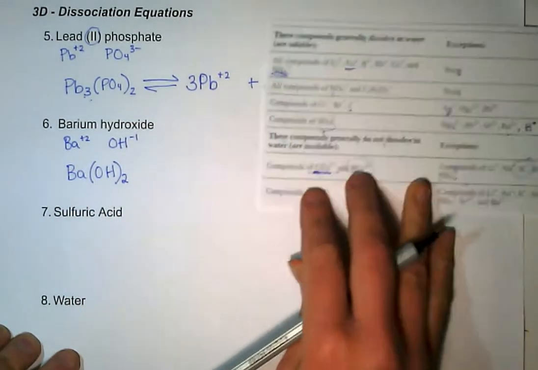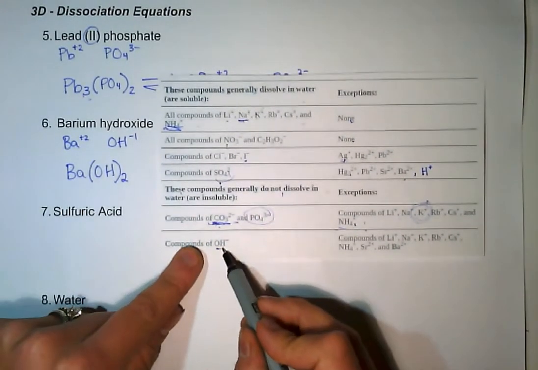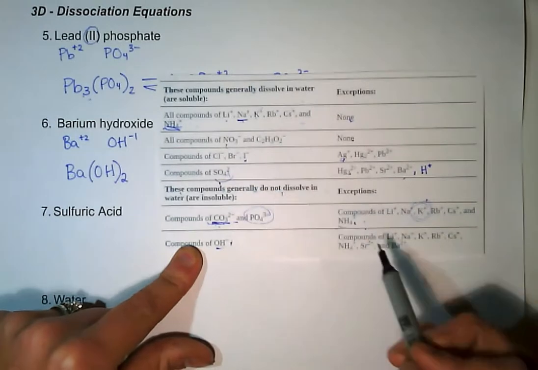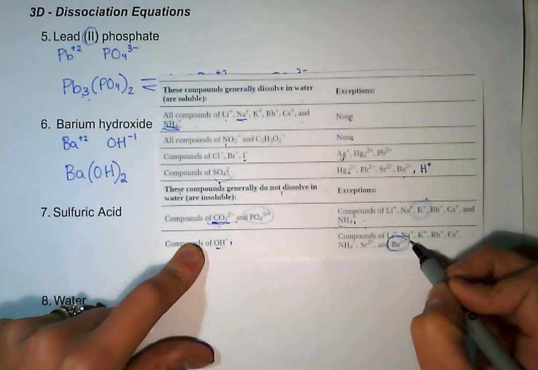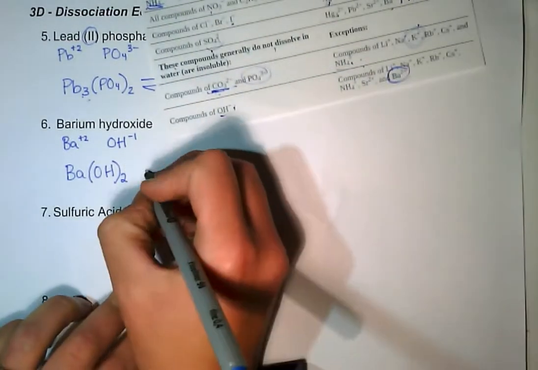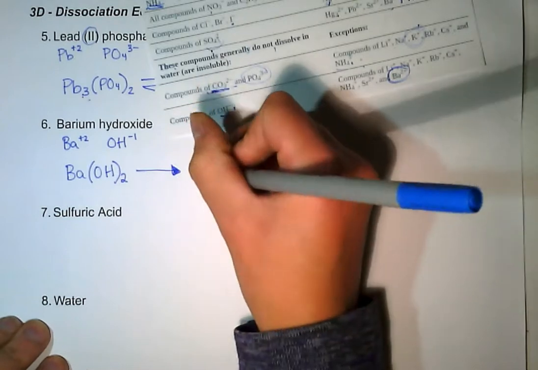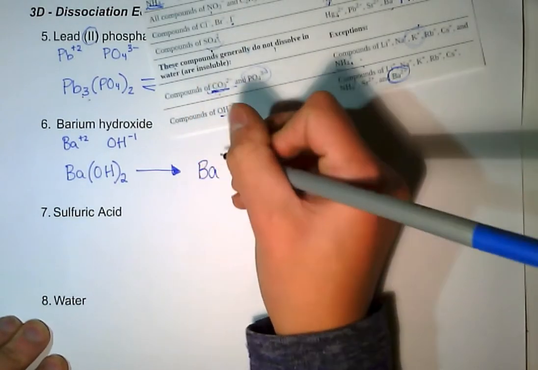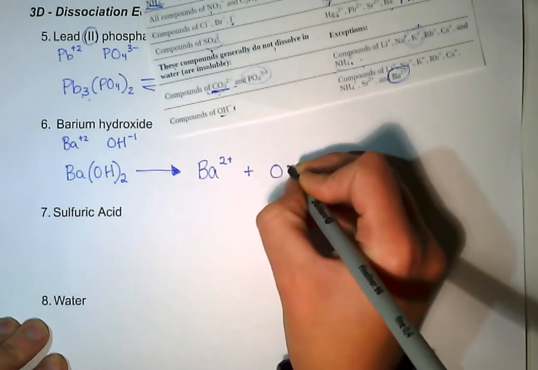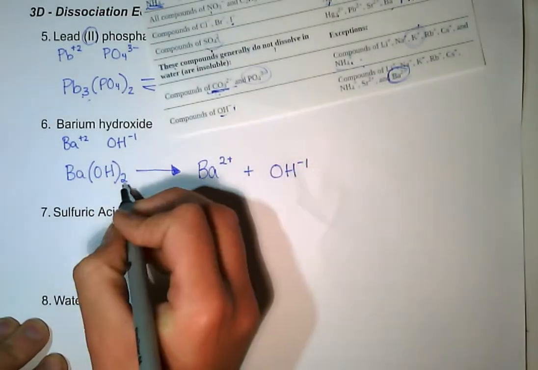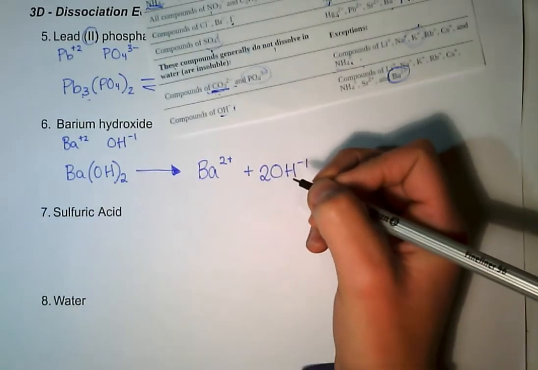So now we need to determine if this is going to dissolve. Looking at compounds of hydroxide, they typically do not dissolve, but barium is on the list of exceptions here, so this does dissolve. So we're going to use a single-sided arrow, and we're going to get 1 barium with a 2+ charge, and then we're going to get OH with a -1 charge, but we're going to end up with 2 of those when we balance our equation.